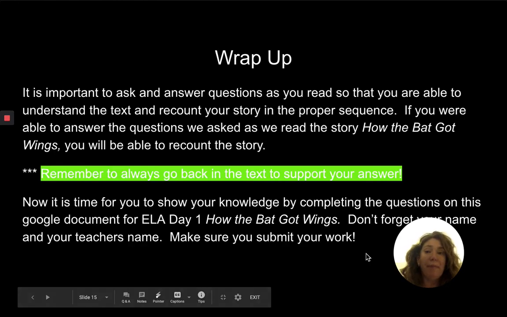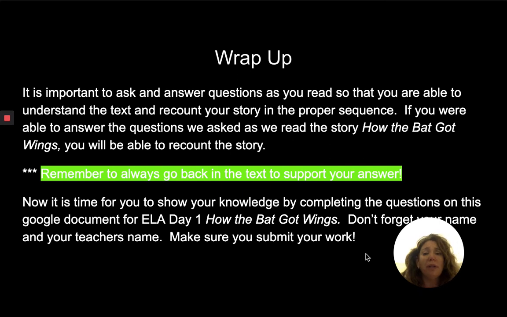All right. So the wrap-up today is, it's important to ask and answer questions as you read so that you are able to understand the text and recount your story in the proper sequence. If you were able to answer the questions we asked as we read the story, How the Bat Got Wings, you will be able to recount the story. Remember to always go back in the text and support your answers. No matter what, I've put pieces of the text with every question. Go back, reread, and prove your answer.